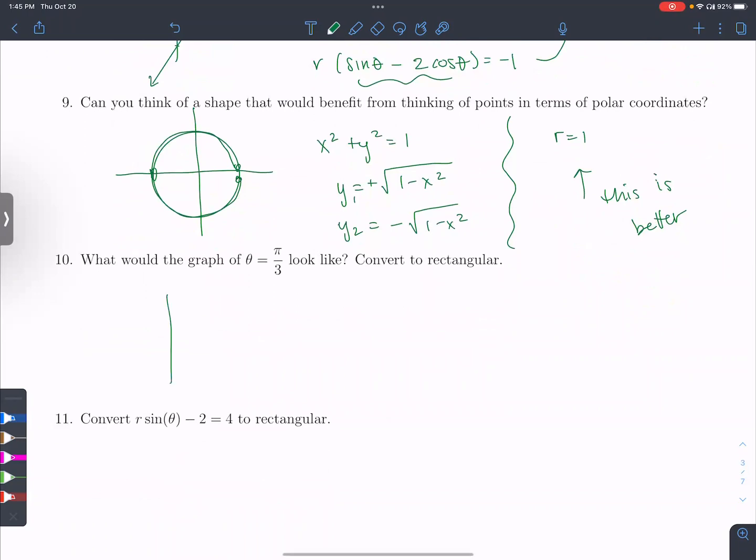Theta equals pi over 3. It's going to look like this because we don't know what the radius is. That's what theta equals pi over 3 would look like in rectangular.